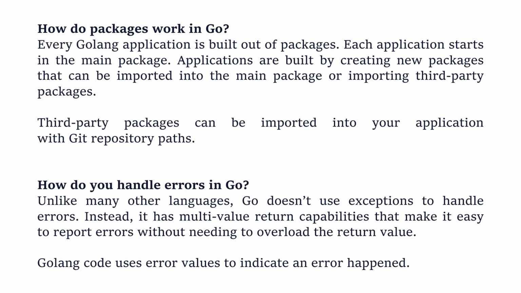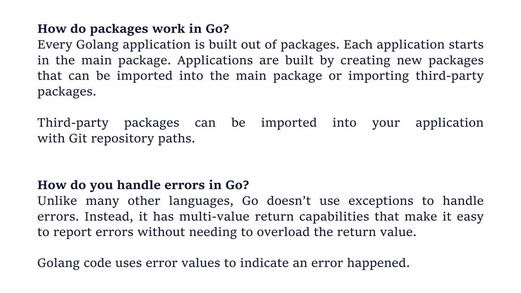How do packages work in Go? Every Golang application is built out of packages. Each application starts in the main package. Applications are built by creating new packages that can be imported into the main package, or we can import any other third-party package that we need for the application. These third-party packages can be imported into your application with the Git repository paths.